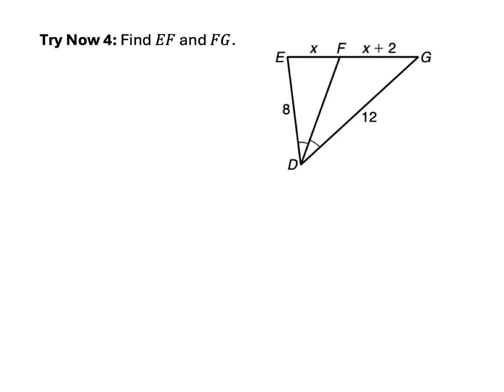Here's a final example for you. It's a try now, and it's very similar to the one that we just looked at. You are going to apply the triangle angle bisector theorem to solve for x. And then once you have your x value, you're going to use that to find EF and FG. Please pause your video now and give this a try.